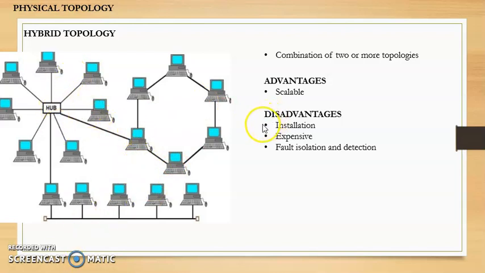Second disadvantage of hybrid topology is that it is expensive. Now, since in hybrid topology many devices need to be connected to one another, there will be a large number of cables which will be required and large number of ports which will be required. Hence, this hybrid topology can become very expensive. Last disadvantage of hybrid topology is fault isolation and detection is difficult. Now, since hybrid topology is a combination of several other topologies, and if there is any fault somewhere, then it is very difficult to determine where exactly the error has occurred.